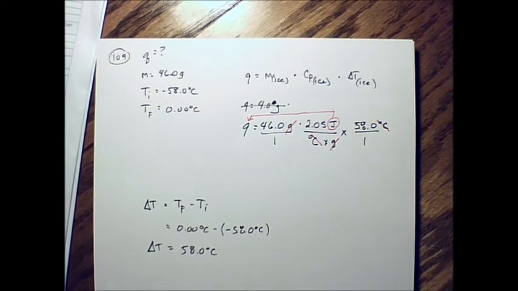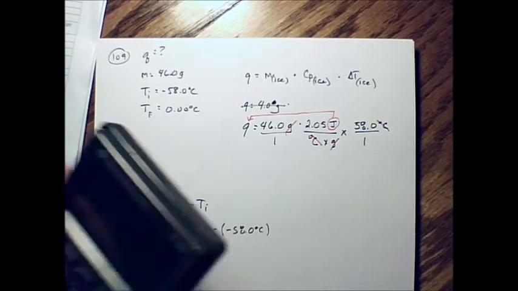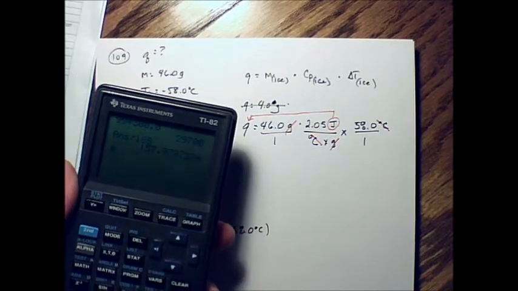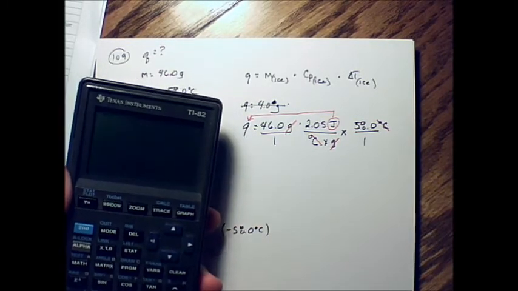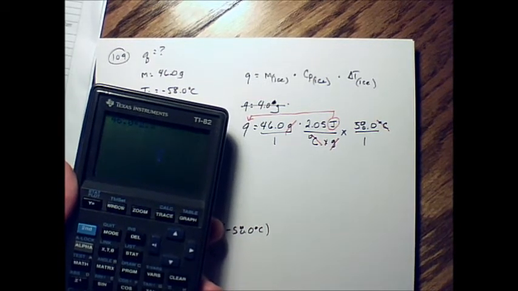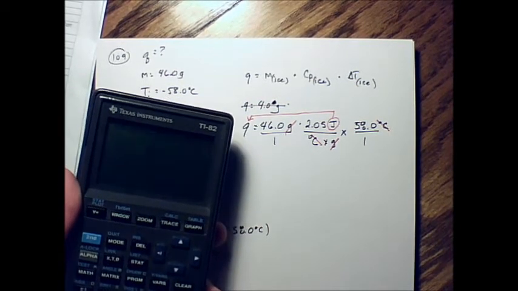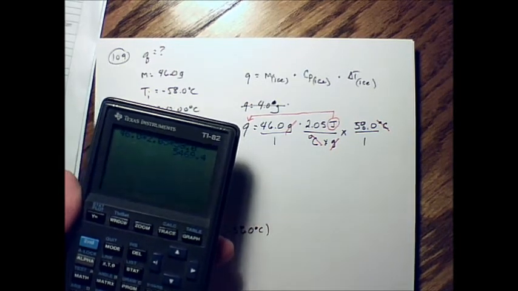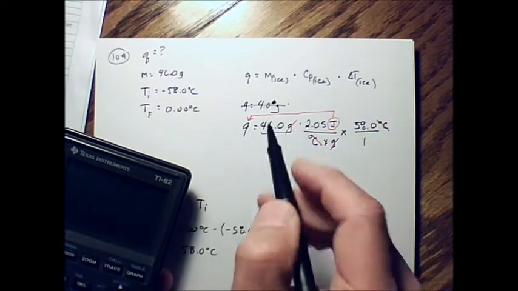So did you get an answer? Well, it should be hard to do the multiplication and the rounding off, right? Yeah, you're right, when you multiply the whole thing together. Well, let's find out. That's a good question. 46.0 times 2.05 times 58.0. Boy, we are going to have to use scientific notation, aren't we?